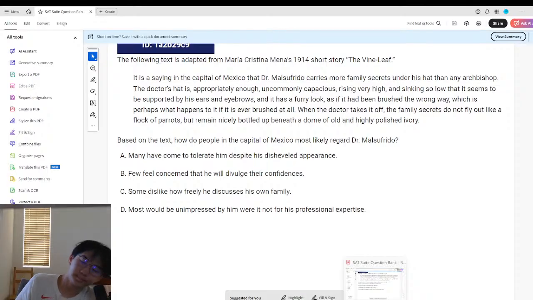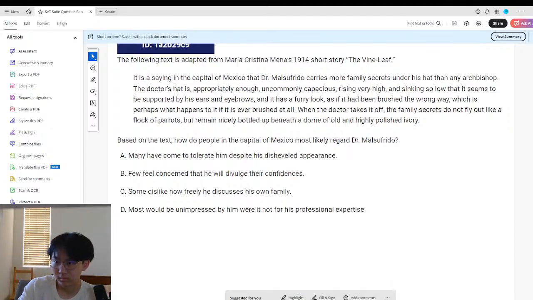Dylan, I think you're muted. All right. Okay. Choice A does not reflect the text, so we can rule that out. It doesn't talk about how people tolerate him. It's not A. That he'll divert the modes of confidence. It could be B. Let's look at the other two options.